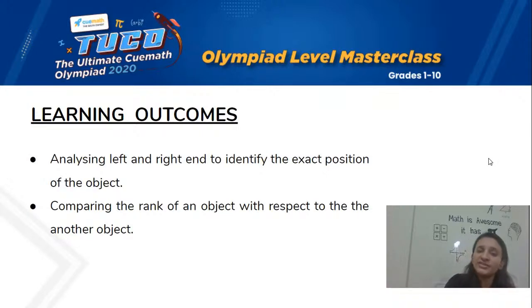You can obviously be marking the position of an object either from the left or from the right, and there would only be one correct answer in the question. And then comparing the rank of an object with respect to another object. That is, as we saw, for a particular teddy bear, what is the position of the teddy bear which is right next to it? Or so many other questions based on the respective position of the objects or of two people. So these are the learning outcomes, some takeaways from today's masterclass, which was on ranking test.